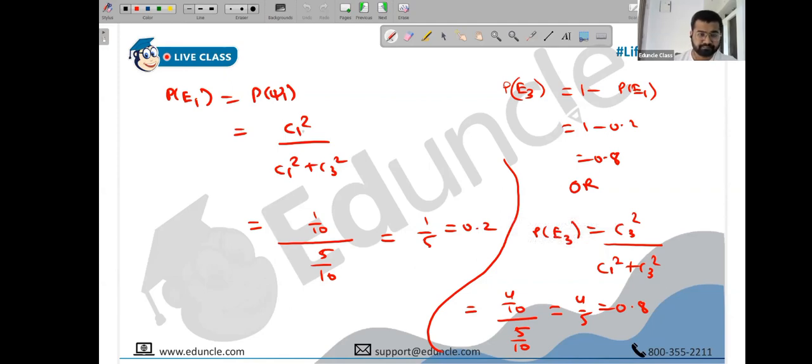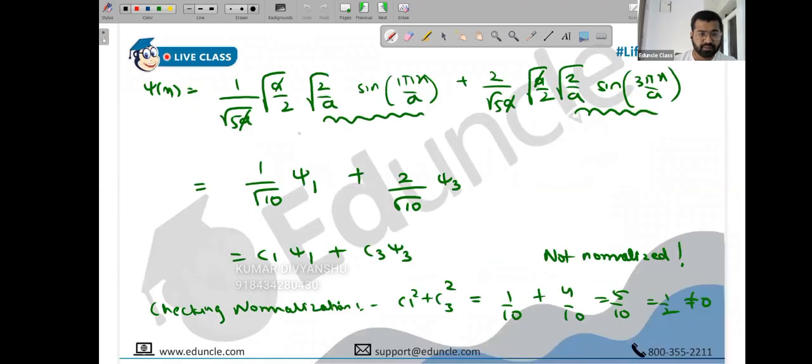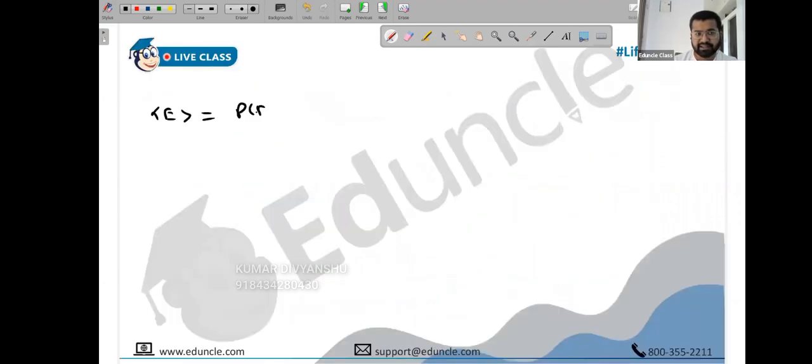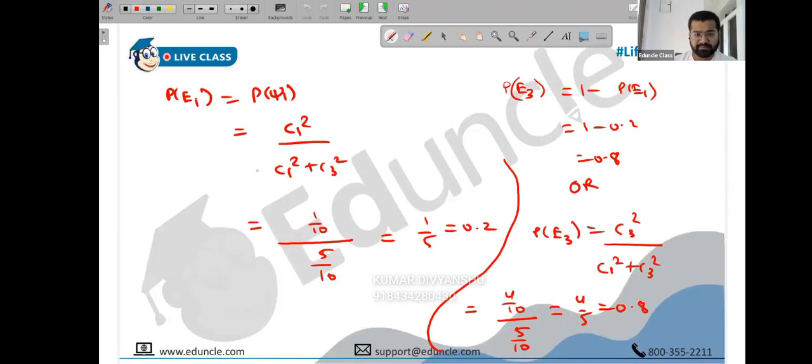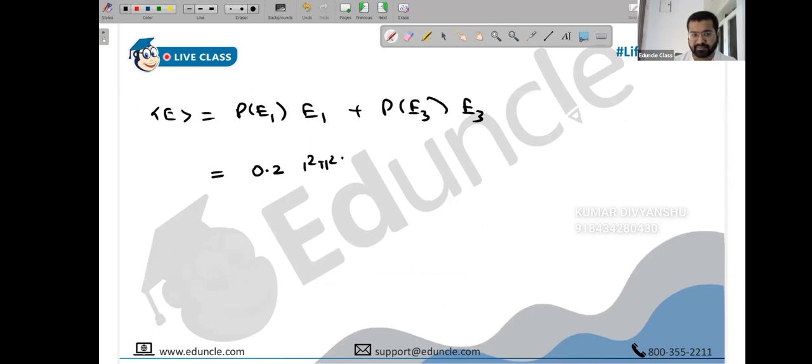Done. Next. So we want to find the average energy, and we are done. What is average energy? That's probability of E1 into energy of E1 plus probability of E3 into energy of E3. We only have two values. You can write E2, E4, E5, but they don't exist. So anyway, probability of E1 is 0.2. Energy of E1 in a 1D box, that's 1 square pi square h bar square upon 2 m L square. And then 0.8, in a 1D box again, energy of E3, that's 3 square pi square h bar square upon 2 m L square.